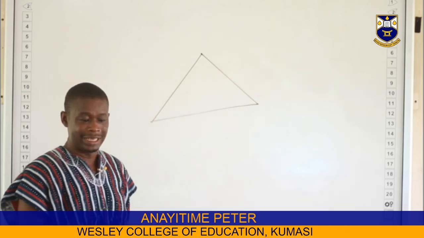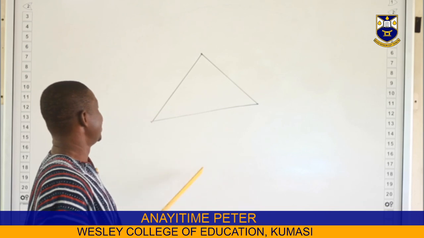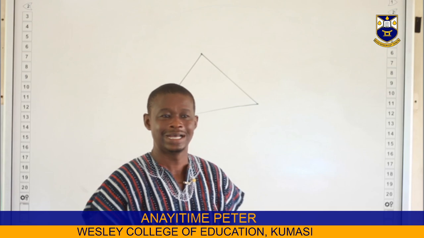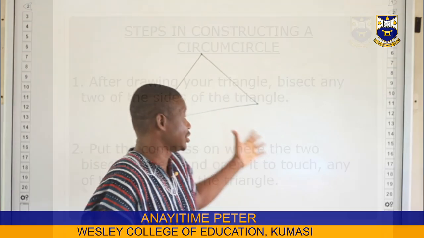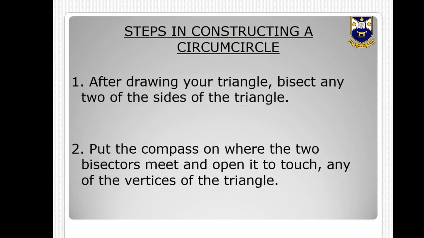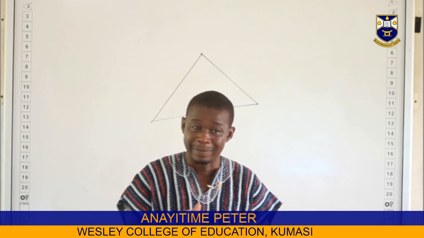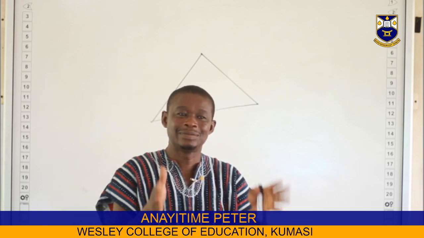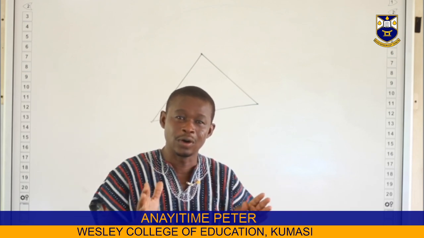Good. So it can be any type of triangle. It doesn't matter. Once it is a triangle, it's a triangle. So what are the steps involved? One, we have constructed or drawn the triangle. You have it already. What we are going to do is bisect any 2 of the sides of the triangle. You remember bisection is dividing something into 2 equal parts. The emphasis is equal.